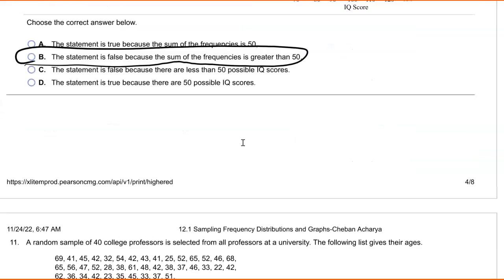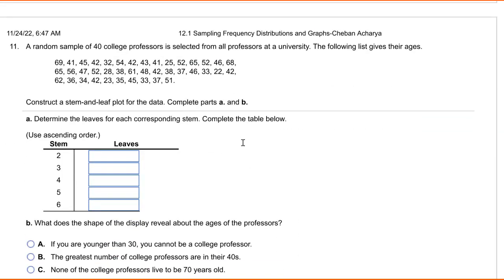Okay. All right. A random sample of 40 college professors is selected from all the professors at the university. Number 11. The following list gives their ages. Construct the stem and leaf plot for the data. We are doing a new item here. Stem and leaf plot. Okay. Let's see, what is a stem and leaf? Let's say the data is 69. All right. This is one of the data.